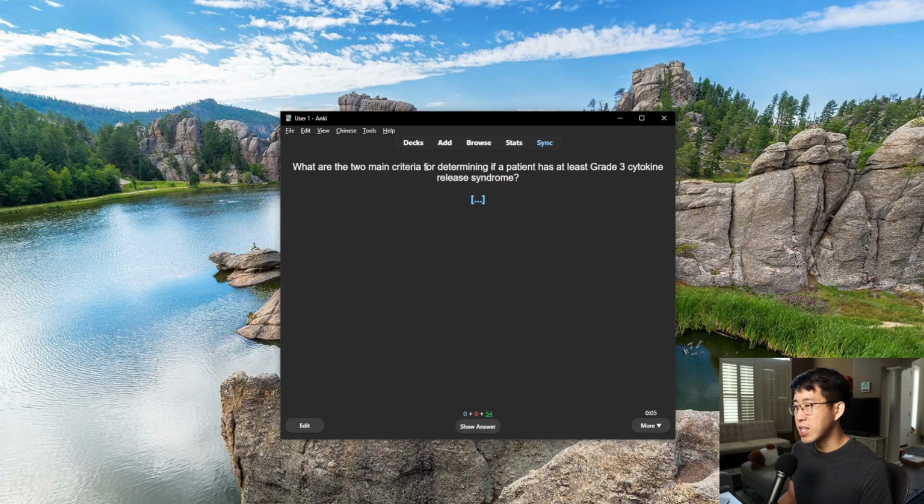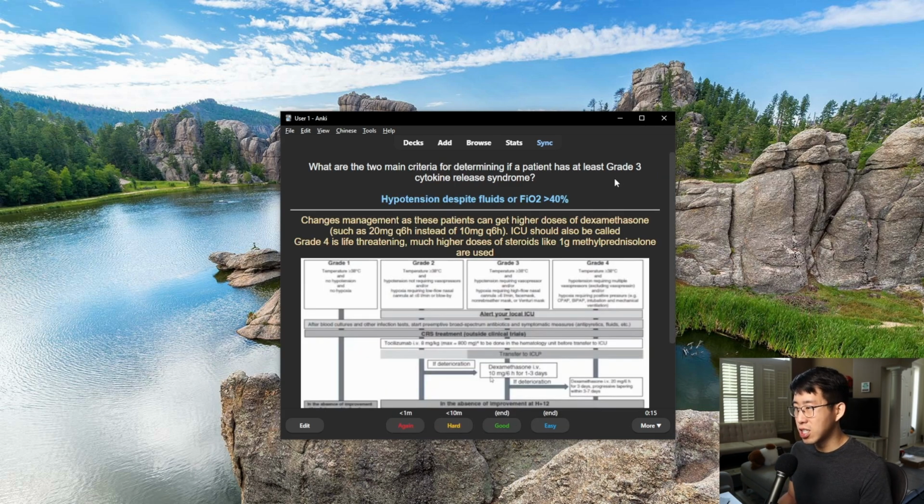What are the two main criteria for determining if a patient has at least grade 3 cytokine release syndrome? This is another potential CAR T therapy or immunotherapy side effect. So hypotension despite fluids or FiO2 greater than 40% meets greater than grade 3 cytokine release syndrome. The reason this is important is because these patients should receive higher doses of dexamethasone, such as 20 milligrams every 6 hours instead of 10 milligrams every 6 hours. And the ICU should also be called at this point.